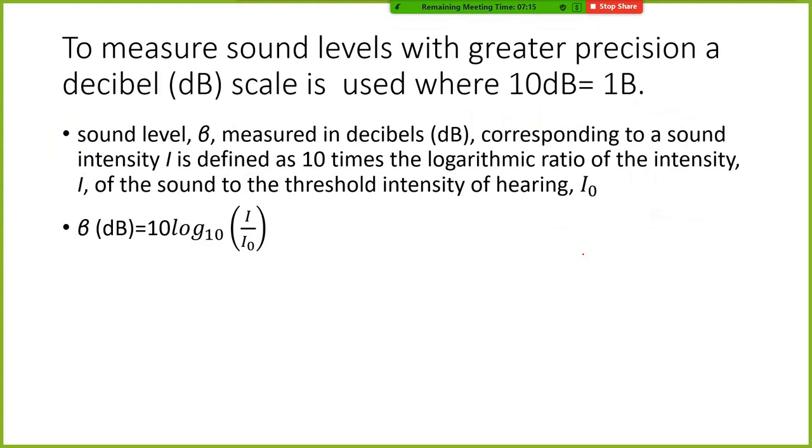So here we are now. It says that to measure sound levels with greater precision, a decibel scale is used. So one bell is equal to 10 decibels, and then we can do a conversion in a sense. So let's look back at it now. The important thing that we must understand is that one bell is equal to 10 decibels, and we can prove this, by the way. What does deci mean? Do we know what deci means in terms of powers?